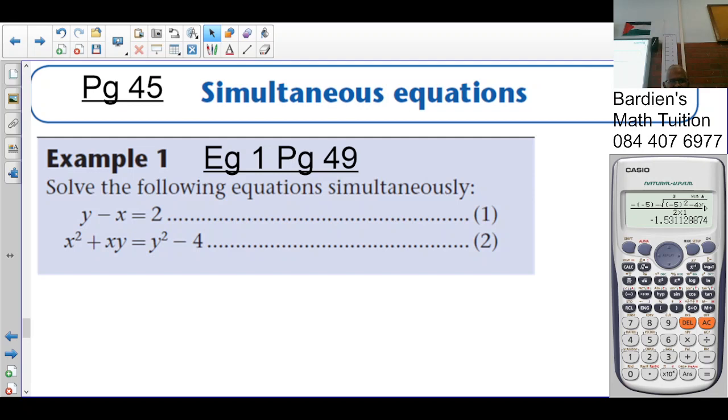So example 1, and this is on page 49. The question says solve the following equations simultaneously. Simultaneously means at the same time. The first equation is y minus x is equal to 2 and x squared plus xy minus y squared minus 4. And that's equation 2.